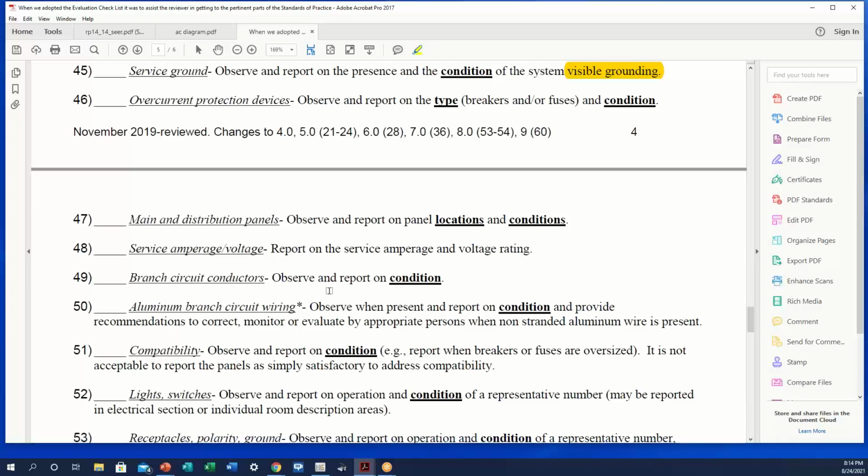Okay, branch circuit conductors. What does that mean? That's the wires that go from the circuit breakers or fuses out to all the branch circuits or the receptacles, switches or lights. Okay, so you have to observe and report on condition. If you look in there and the wires are burnt or they're oxidized, it needs to be on a report. If there's 2 wires doubled up, Harris, would that be bad? Yes, that's called double tapping.